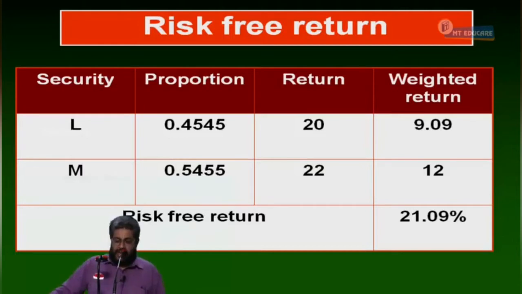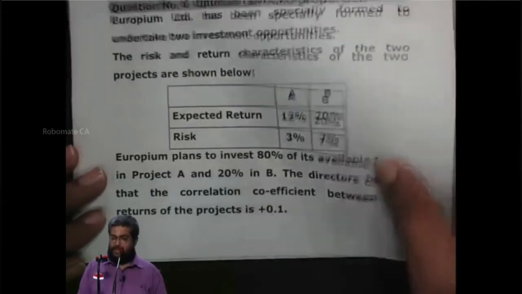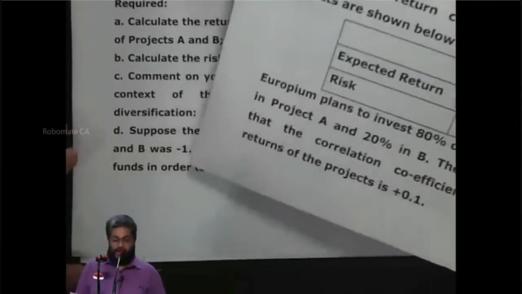European Limited has been specially formed to undertake two investment opportunities. The risk and return characteristics of the two projects are shown below. Expected return: project A 12%, project B 20%; risk: 3% and 7%. European plans to invest 80% of its available fund in project A and 20% in project B. Directors believe that the correlation coefficient between the returns of the projects is +0.1.